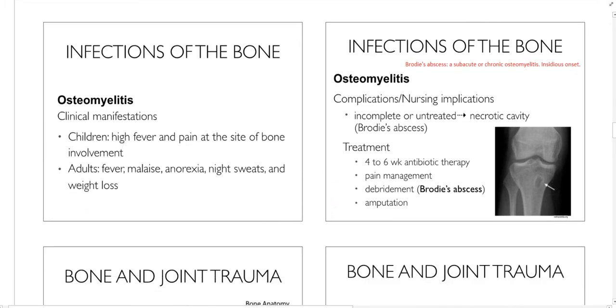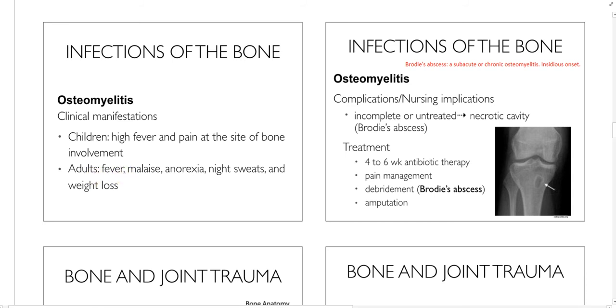In children, this is going to present as a high fever and pain at the site of the bone involvement, pretty basic symptoms. For adults, it may be a little less specific. They're going to have fever, malaise, anorexia. They're not going to eat, night sweats, weight loss. It might be more difficult to observe in adults.